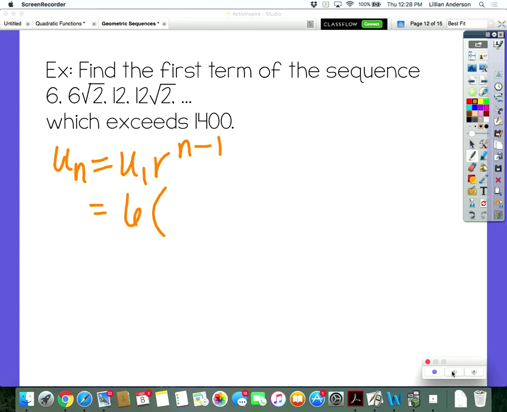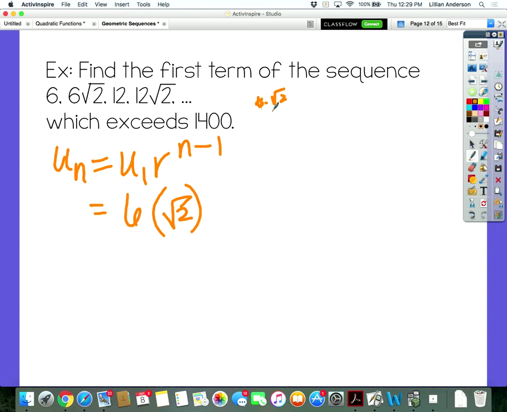If you notice, you go from 6 to 6 square root of 2 to 12 to 12 square root of 2. The common ratio is the square root of 2. Okay? If you multiply 6 by the square root of 2, you end up getting 6 square root of 2. If you multiply that by the square root of 2, well, that's nothing but 6 square root of 4. Square root of 4 is 2. 6 times 2 is 12. And it continues on like that. So that's your common ratio. You don't know what n is, but you are looking for that value when it exceeds 1400.